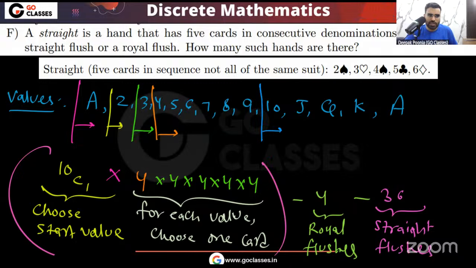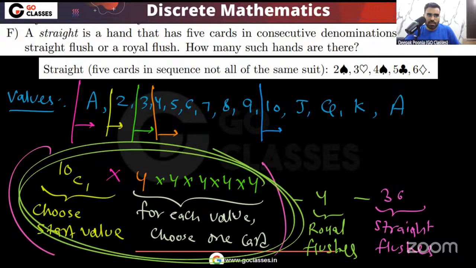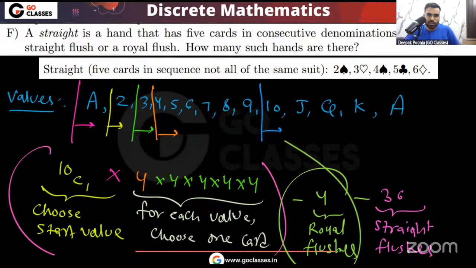Okay, so a very simple point: in this calculation the straight flushes are included and the royal flushes are included, that we have to subtract. So finally the answer will be, this is the final answer. I hope it is clear.